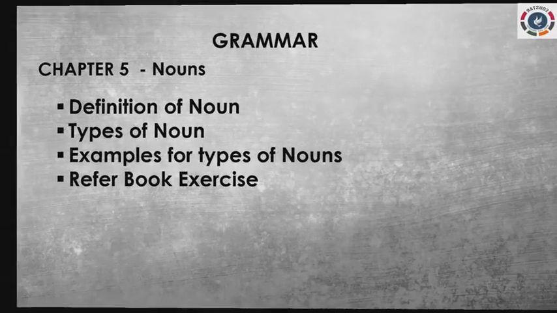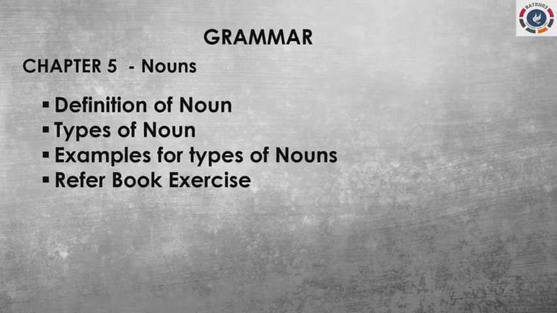Children, the next one is chapter 5, Nouns. In that you should know the definition of noun. A noun is nothing but the name of a person, place, thing, animal or idea, isn't it? And you should know the types of noun. Around 10 are there, right? Common noun, proper noun, concrete noun, abstract noun, collective noun, compound noun, etc. You should also know the examples for the types of noun, and learn some words for collective nouns. Go through the words for collective nouns and also refer to the book exercises. Okay.